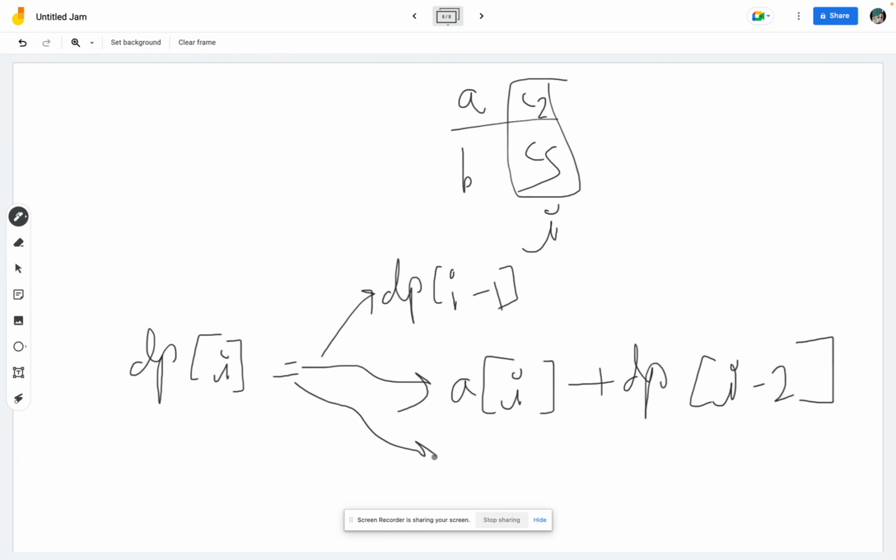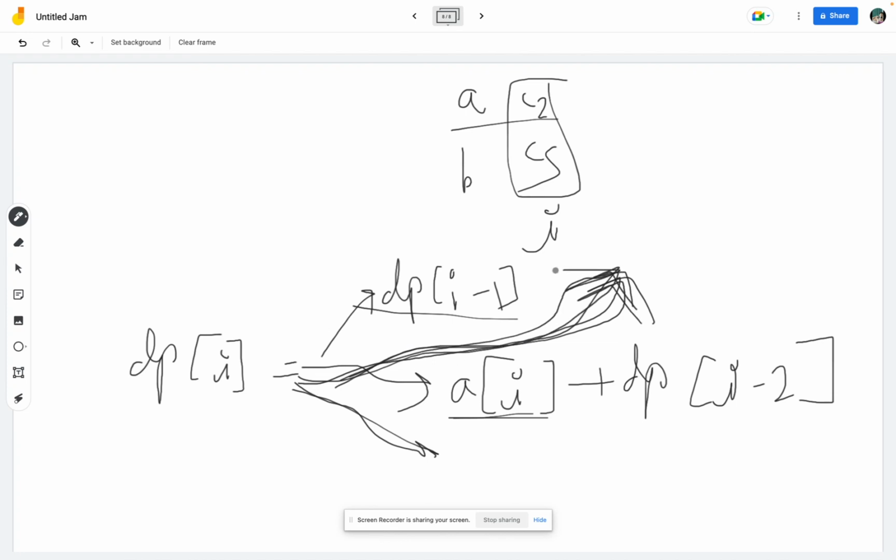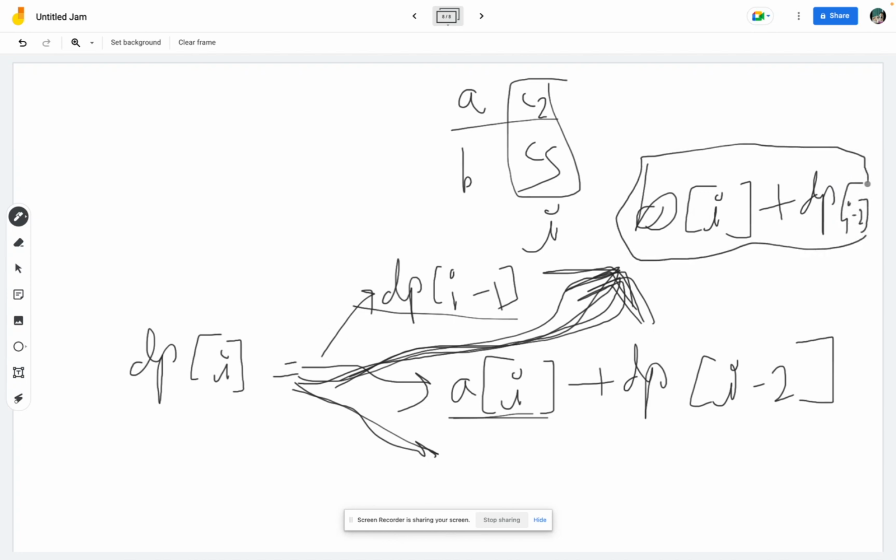And the third option is what? Let's call this the first option, third option, and the second option. So the second option for us is a of I. Okay, it's b of I plus dp of I minus 2. As simple as that. Got it, guys? So I will take the maximum of these three.